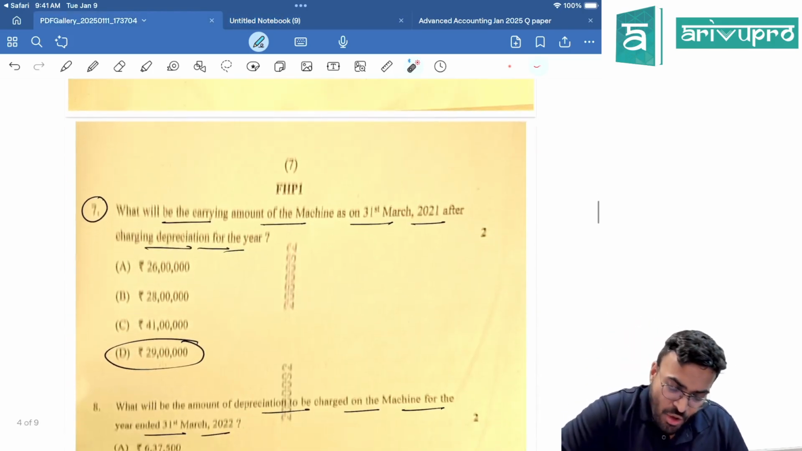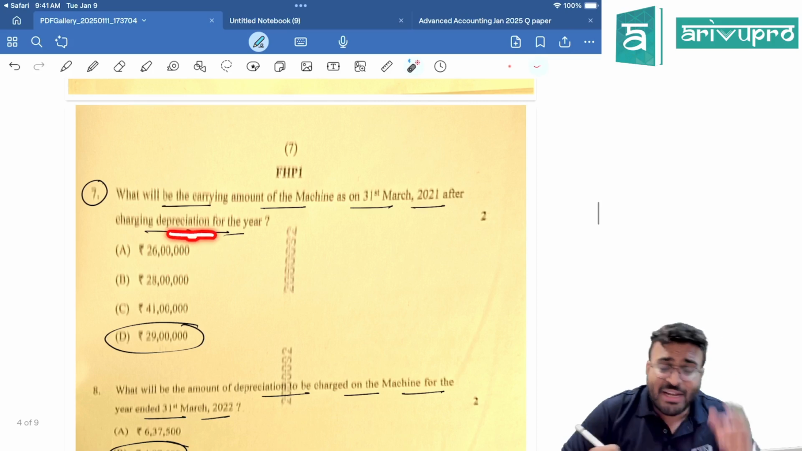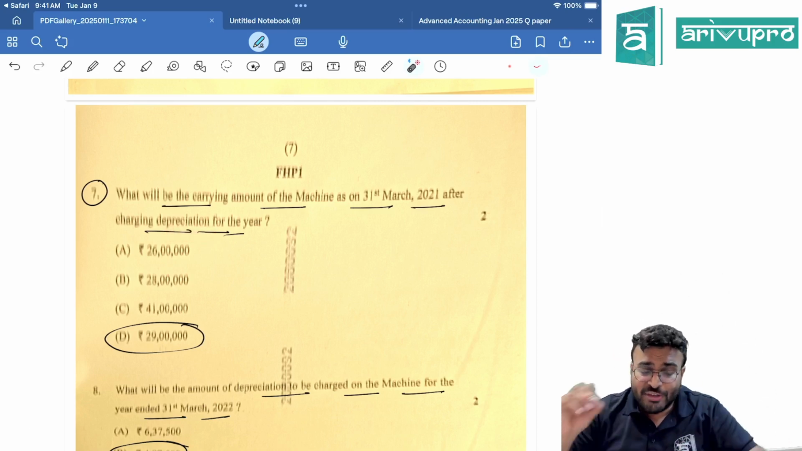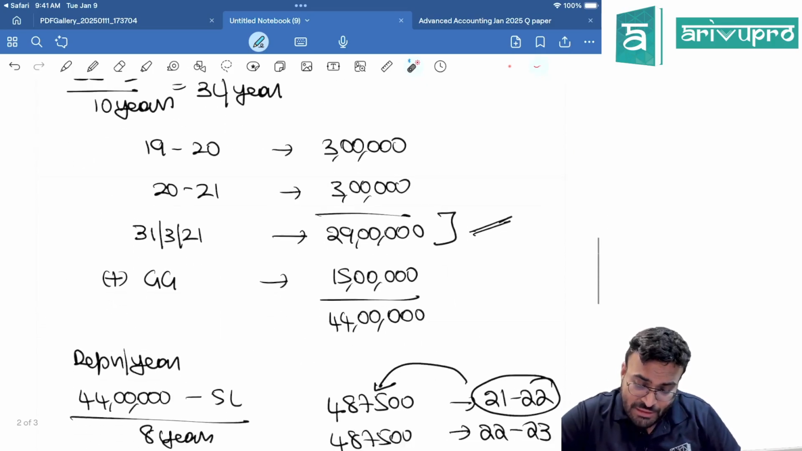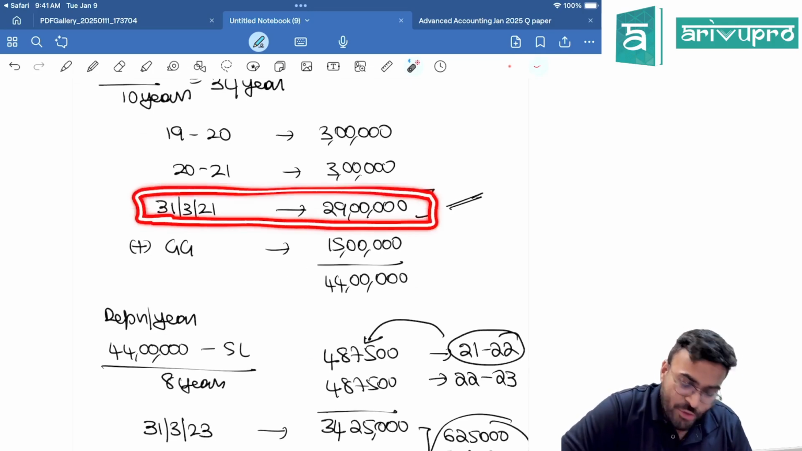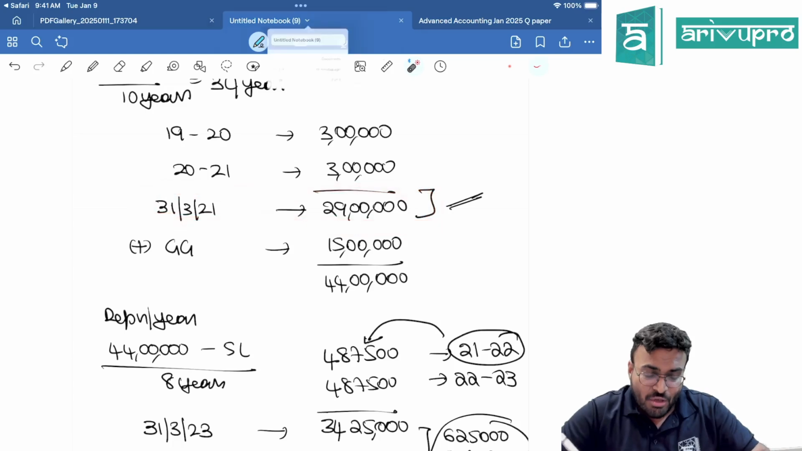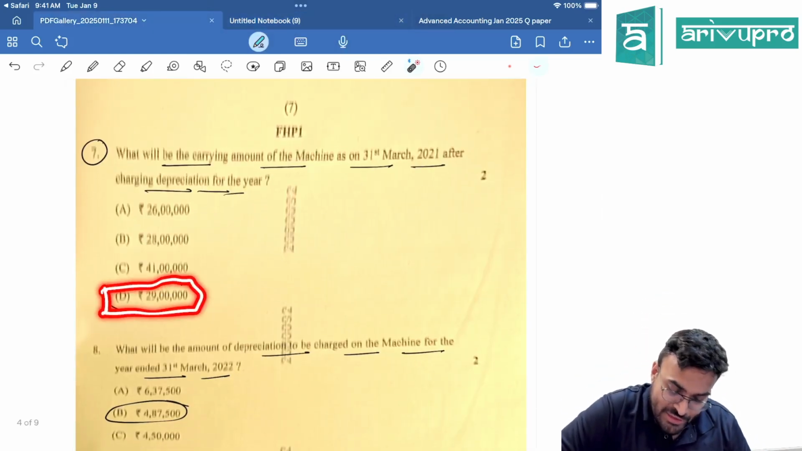Now they are asking what will be the carrying amount of the machine on 31st March 2021 after charging depreciation for the year. 31st March 2021, we already have it in our calculation. Can you see? 31st March 2021, we are over here. After charging depreciation, the value is 29 lakhs. Okay, 29 lakhs. You can see over here, value is 29 lakhs after charging depreciation.